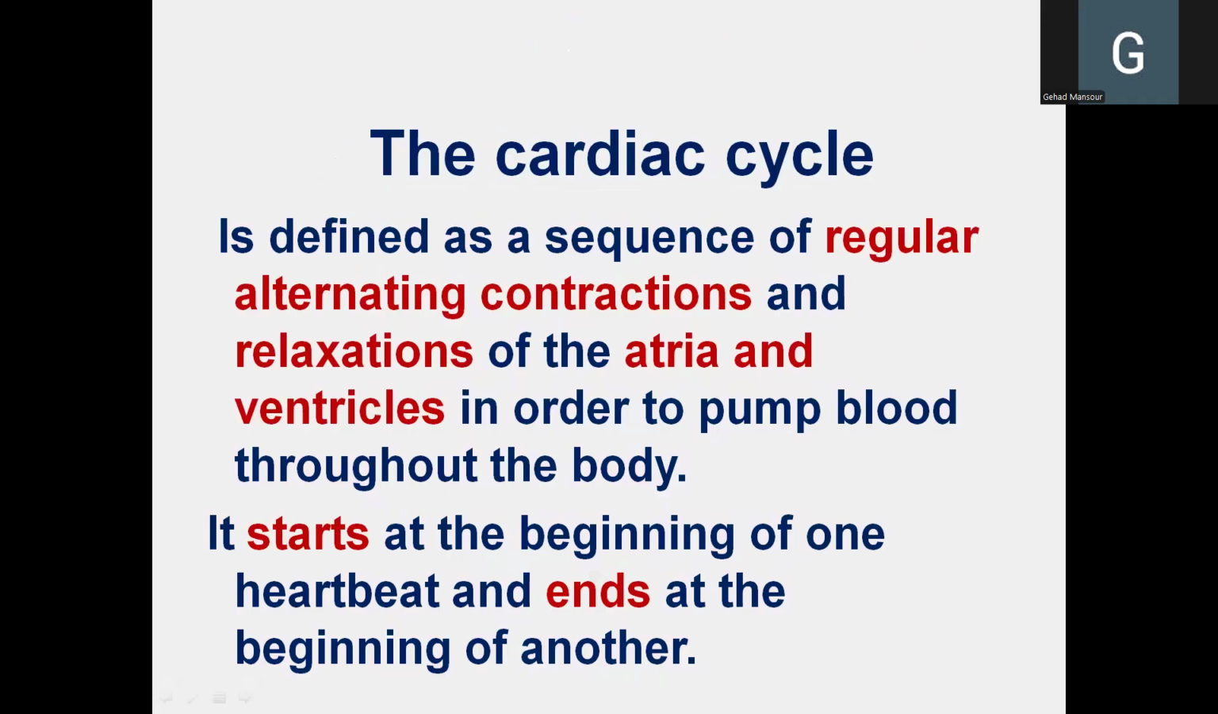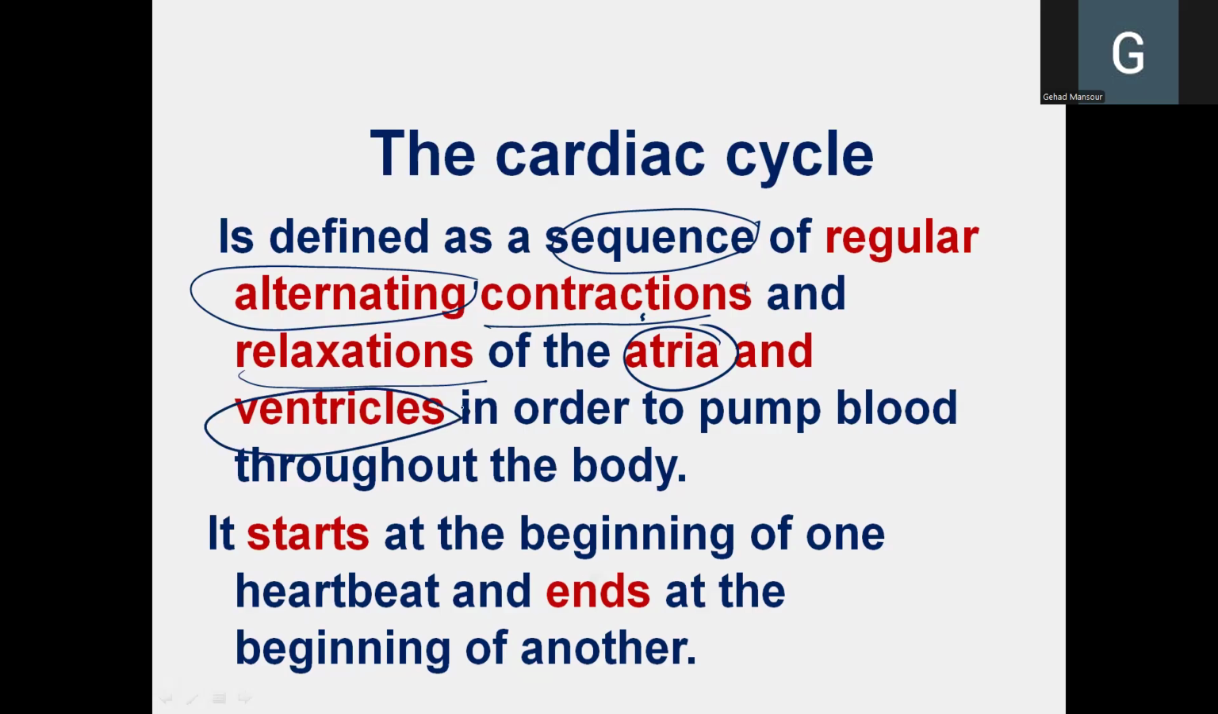The definition of the cardiac cycle is very important. It's a regular sequence because it is repeated. And during that regular sequence that is repeated, you have contractions and relaxations. And the contractions and relaxations are alternating, of course, because when the muscle is contracting, it cannot relax at the same time. And it is important to note that both the atria and ventricles contract and relax. Atria and ventricles do not contract at the same time, but the two atria, this is important to notice, the two atria contract at the same time, and the two ventricles contract at the same time.